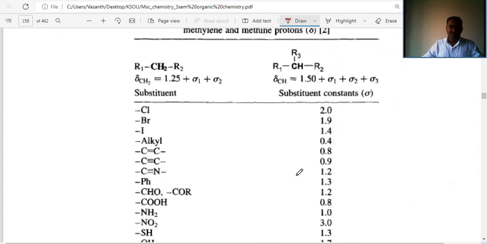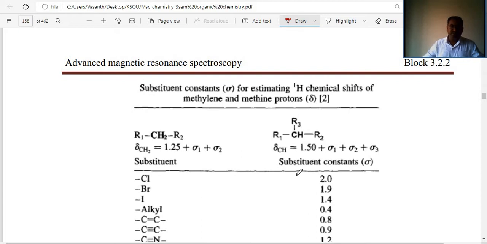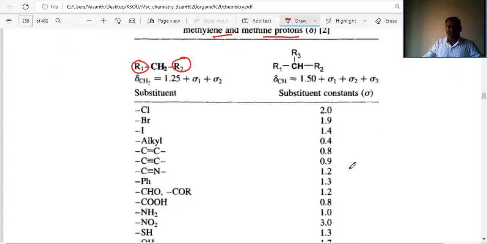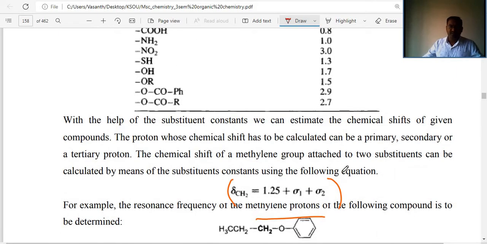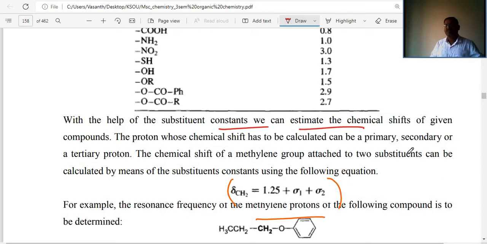Some list of substituent constants for estimating proton chemical shift of methylene and methine protons. These are all the substituents here, R1 and R2, generally called what? Substituents. It is calculated with the help of these substituent constant values. With the help of the substituent constant, we can estimate the chemical shift of a given compound.